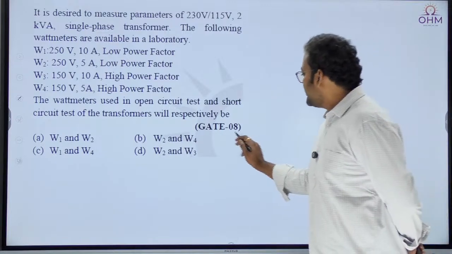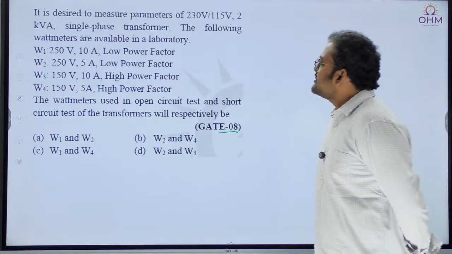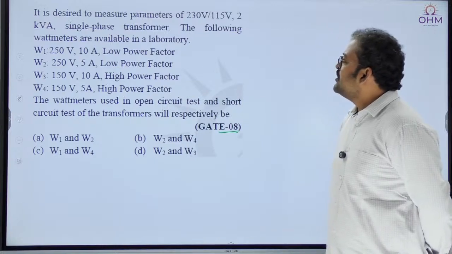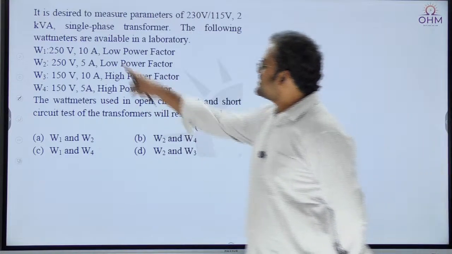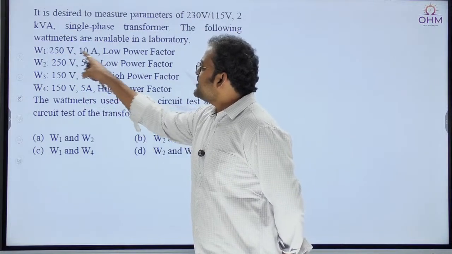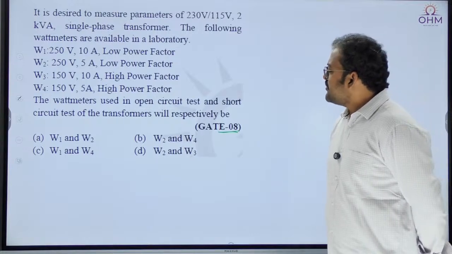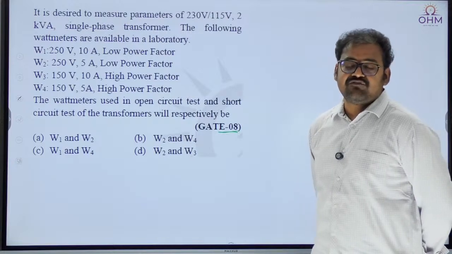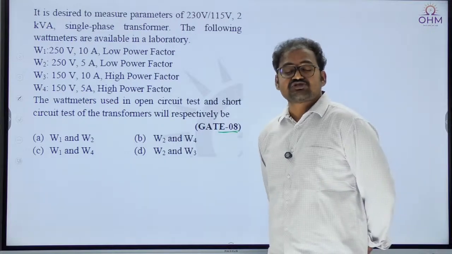Now we will try to answer one question related to testing on a transformer. This is a question in the GATE 2008 exam. Just read the problem. It is desired to measure parameters of a 230 volt by 115 volt, 2 kVA single phase transformer. The following wattmeters are available in a laboratory. You see 4 wattmeters are available. Every wattmeter's voltage rating, current rating and power factors are given. The wattmeters used in open circuit test and short circuit test will be respectively what? Which wattmeter we will use for the open circuit test and which for the short circuit test is the discussion.